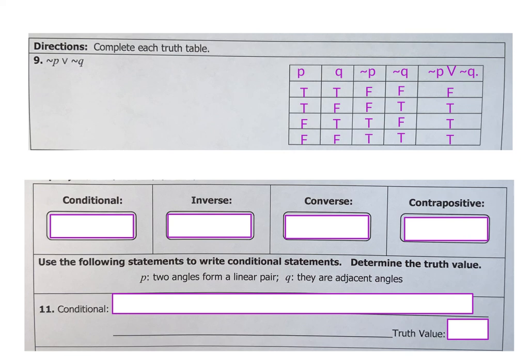For our conditional statements, all right? Conditional, that is just P and then Q. If P, then Q. Inverse keeps them in the same order, but it negates them. Not P, then not Q. Converse then switches them. So converse just switches the order.